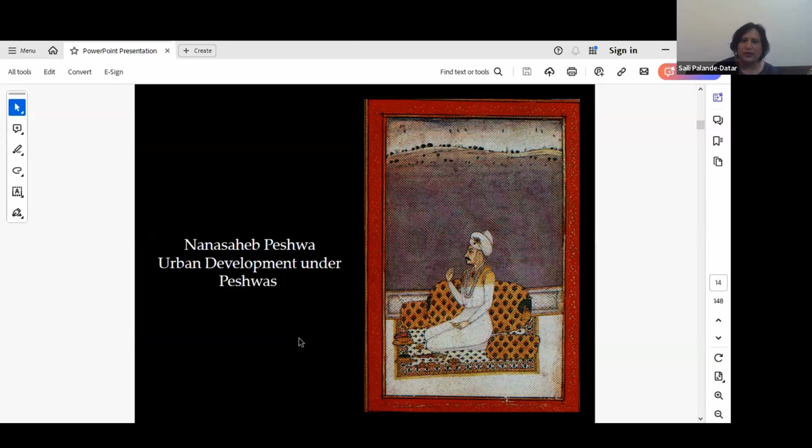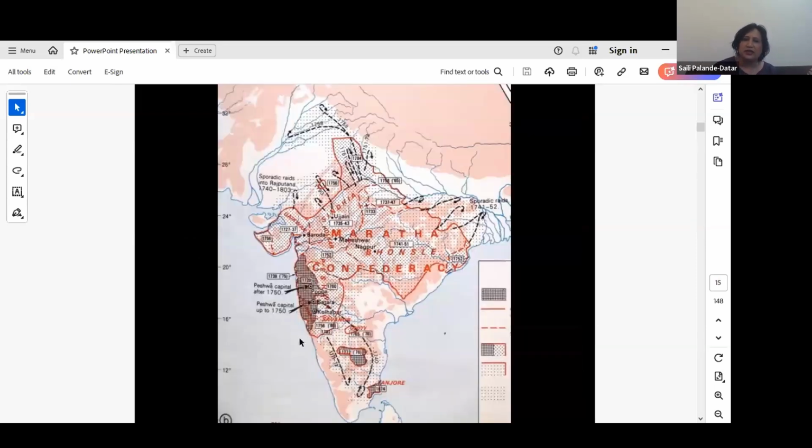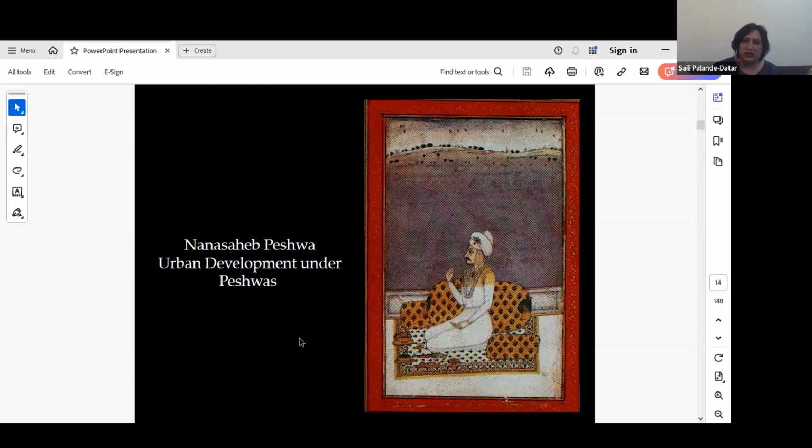So Nana Sahib Peshwa is honorifically called the medieval architect of urban Pune, where he brings in various communities from Rajasthan, from Gujarat, from Andhra Pradesh, from Karnataka, and settles them in Pune. Pune has never been a manufacturer's market. It has always been a retailer's market, but he makes sure that various traders come and settle in Maharashtra. And he systematically undertakes the development in and around Maharashtra during that time under the aegis of Shahu Maharaj.